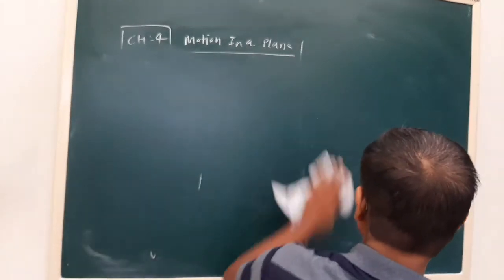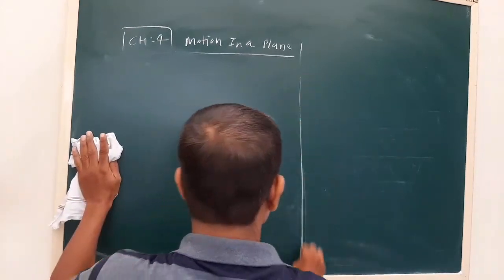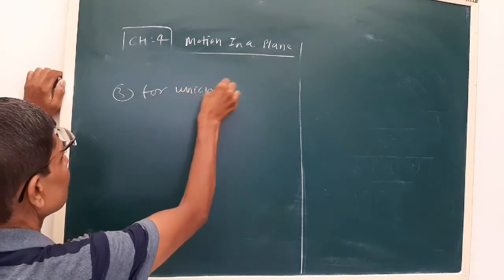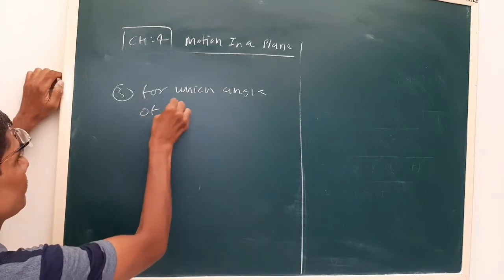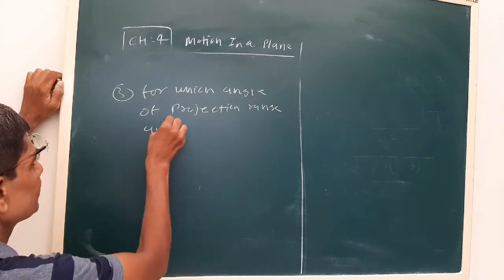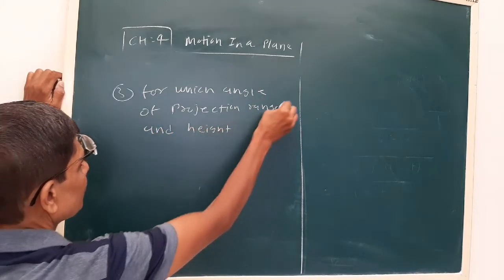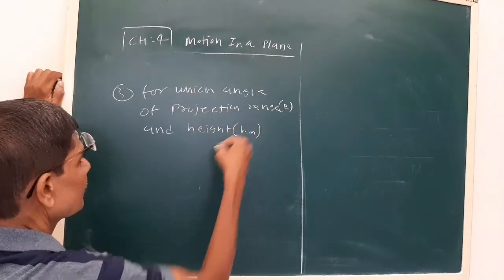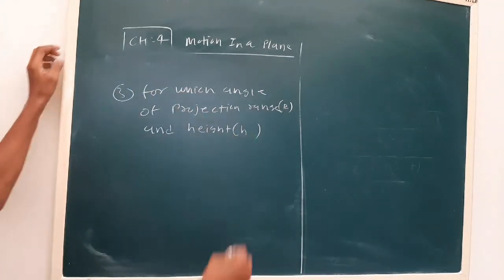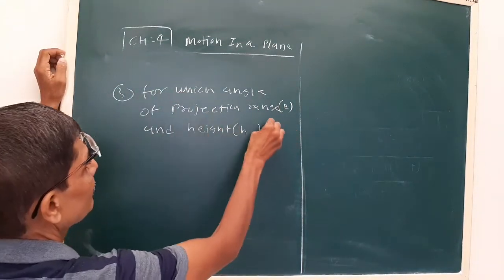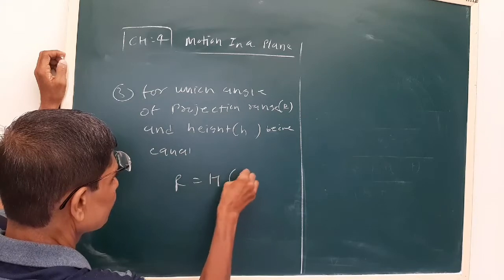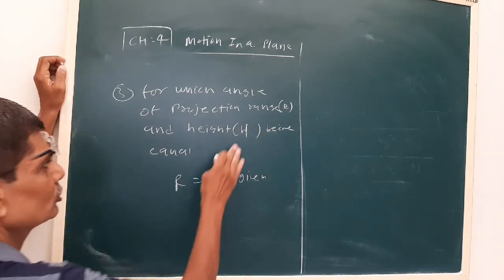Now, next MCQ, let us say related to some projectile motion. See, the question says: for which angle of projection will the range and height, or simply write H, become equal? See here, given, you can write H also, no issue.